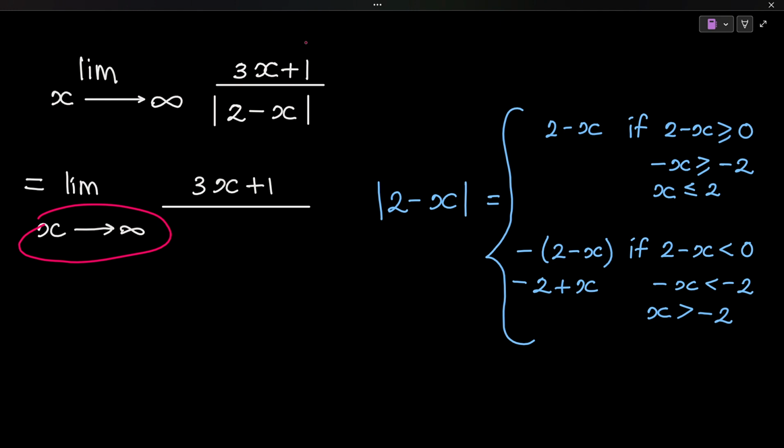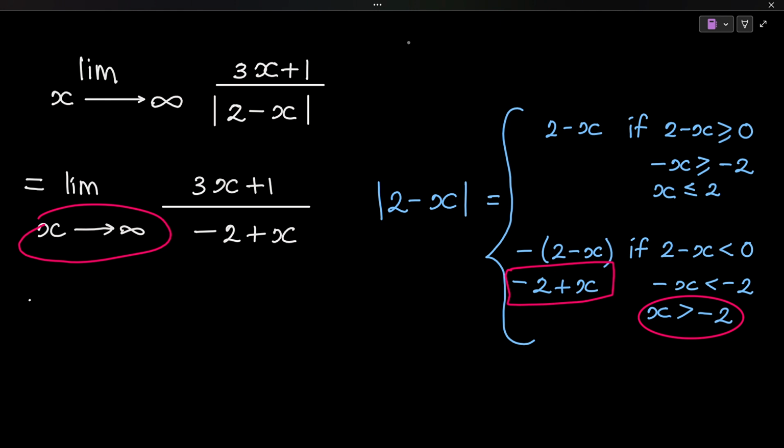And for the second inequality, we have x is greater than negative 2. Now, values greater than negative 2 will be negative 1, 0, and the positive values 1, 2, 3, 4, all the way up until positive infinity. So this matches the limit that we have. These x values are going to approach positive infinity, which tells us that we are going to make use of this negative function for the limit. So in our denominator, we're going to replace that absolute value with minus 2 plus x.